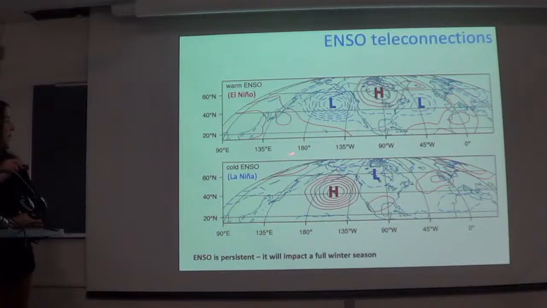So this specific pattern should largely average out any MJO, because this is based on a composite of a full winter season, so the MJO should largely be averaged out.